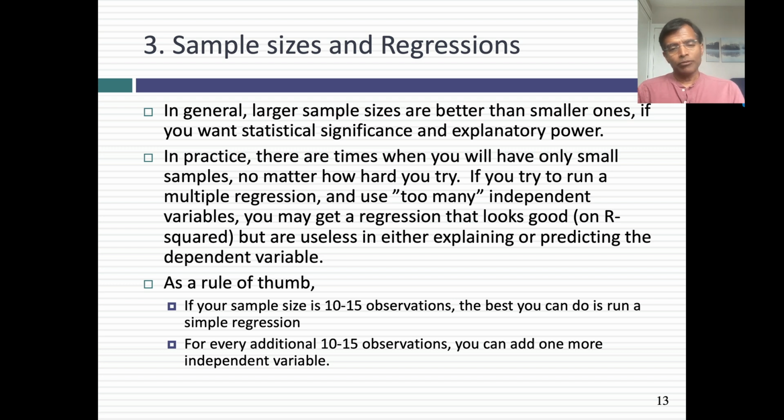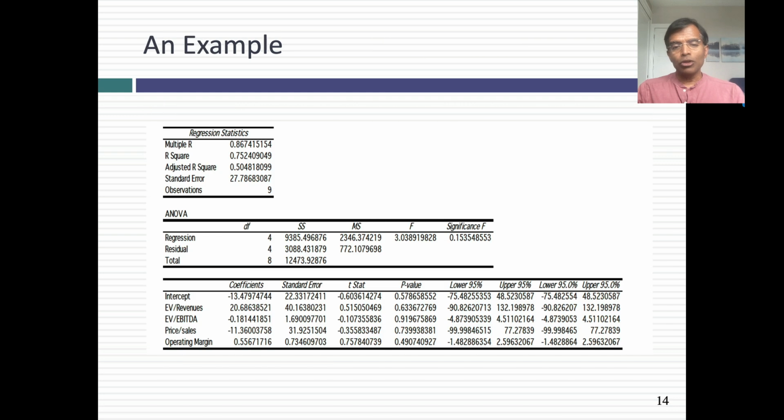So here's a simple rule of thumb. And it's a rule of thumb that works for me. You might develop your own rule of thumb. If your sample size is 10, 15, even 20 observations, stick with a simple regression. For every 10 or 15 additional observations, you get the freedom to add one more independent variable. So if you have 35 observations, you can go to 2 variables. 50, you can go to 3.